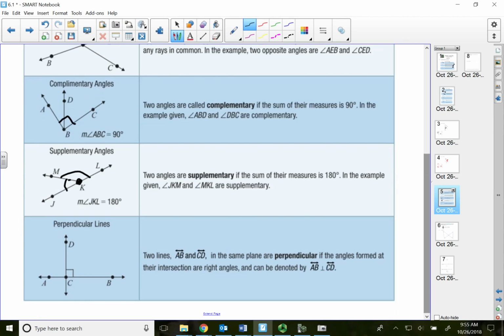All right, perpendicular lines, I just want to show you the symbol. When we say two lines are perpendicular, you always have to see the 90 degree angle here. So perpendicular lines simply refer to two lines intersecting at a 90 degree angle.